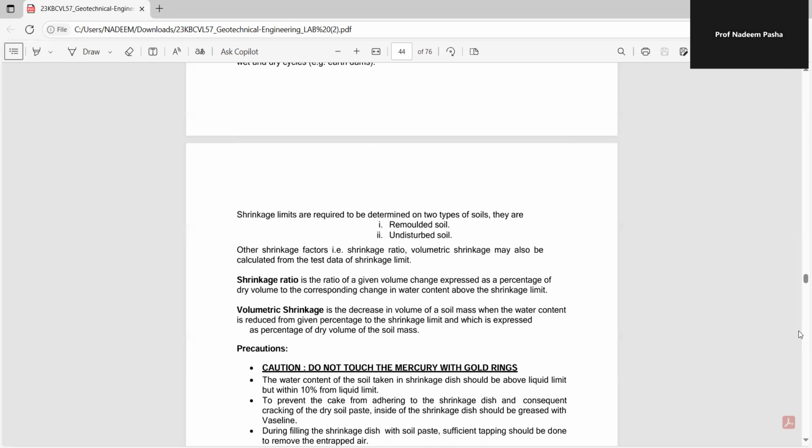Shrinkage limits are required to be determined on two types of soil: remolded soil and undisturbed soil. Other shrinkage factors include the shrinkage ratio. Volumetric shrinkage may also be calculated from the test data of the shrinkage limit.